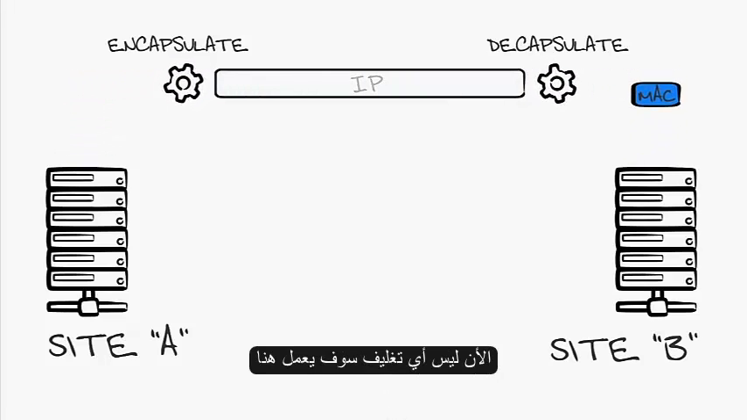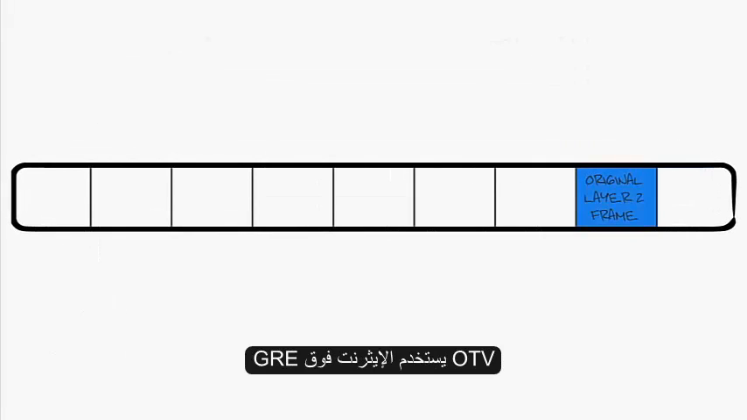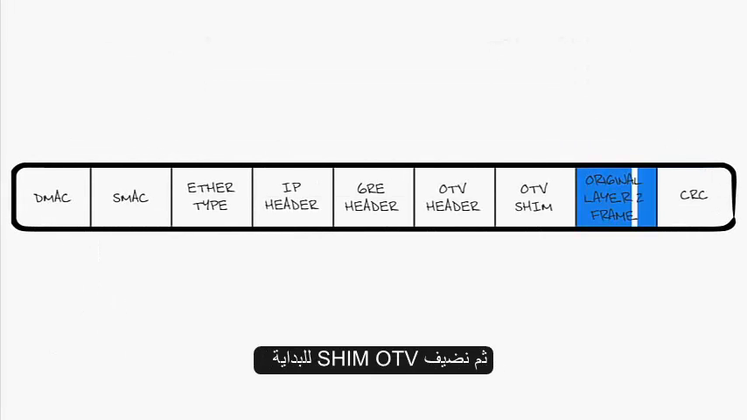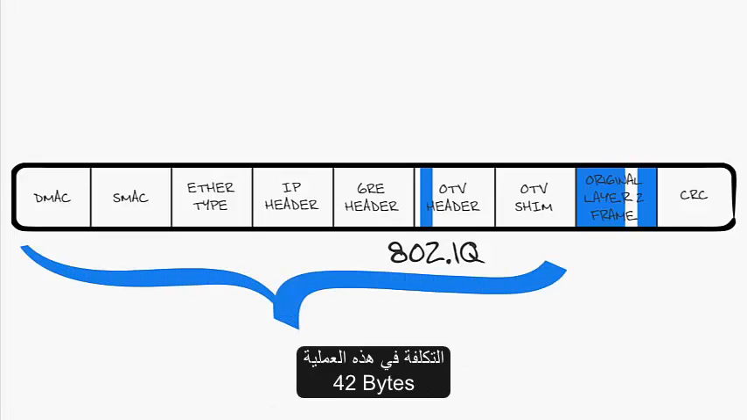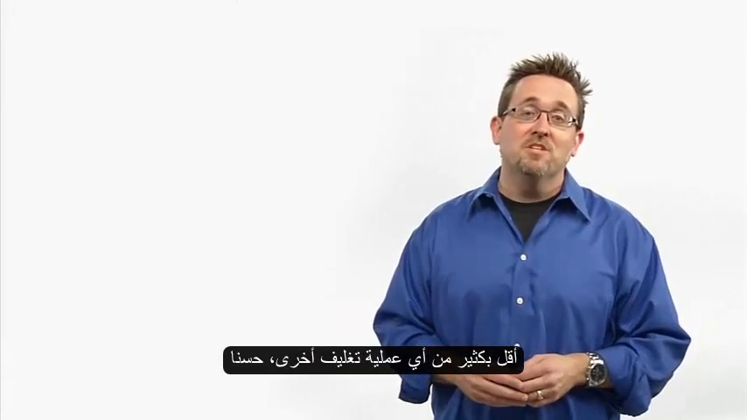Now, not just any encapsulation is going to do here, right? OTV uses Ethernet over GRE. Then, we add an OTV shim to the header. Now, this is basically the 802.1q header copied into the OTV header to encode the VLAN information. The overhead on this process is 42 bytes. Much less than any other encapsulation process.